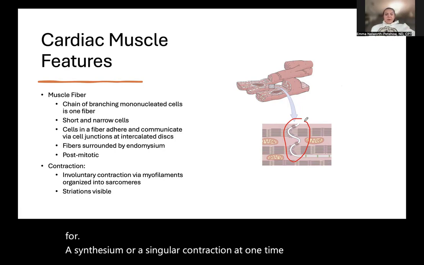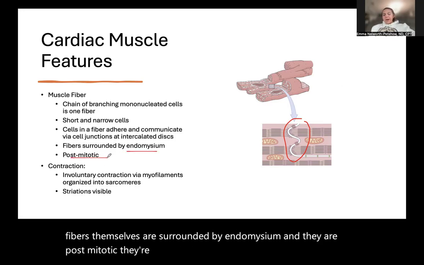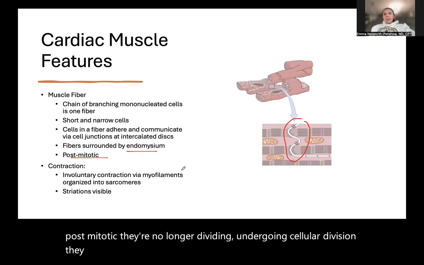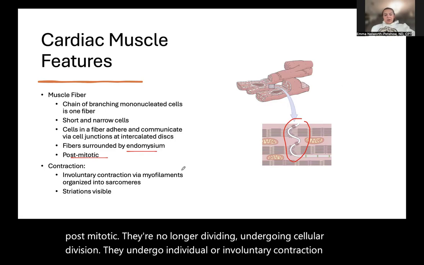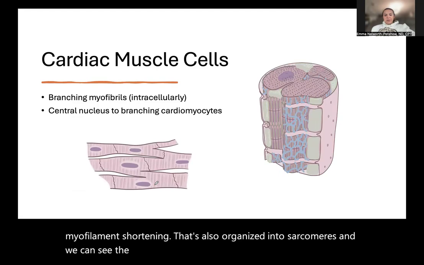The muscle fibers themselves are surrounded by endomysium, and they are post-mitotic. They're no longer undergoing cellular division. They undergo involuntary contraction via myofilament shortening that's also organized into sarcomeres, and we can see the striations.